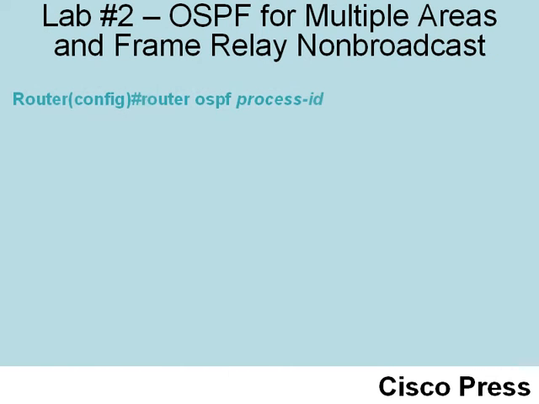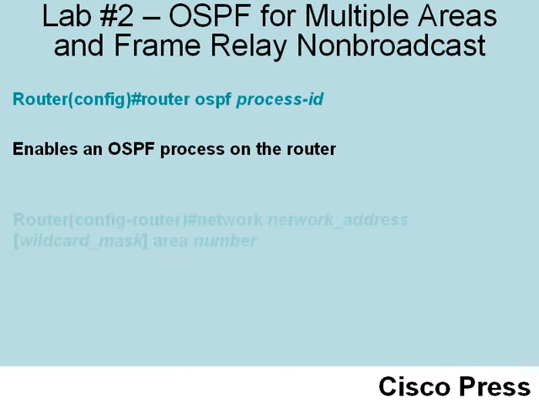To enable OSPF on our router, we're going to say router OSPF and then provide a process ID. This is a locally significant process ID. Unlike EIGRP, where the autonomous system numbers had to match between neighbors, that is not a requirement for OSPF. However, as a best practice, I like to keep the process ID the same. However, it is not required. This command then takes us into router configuration mode.